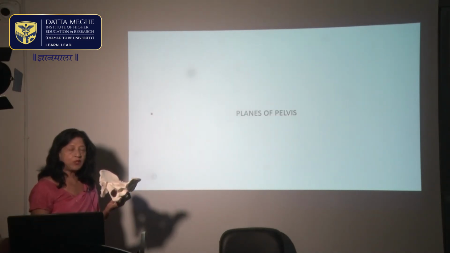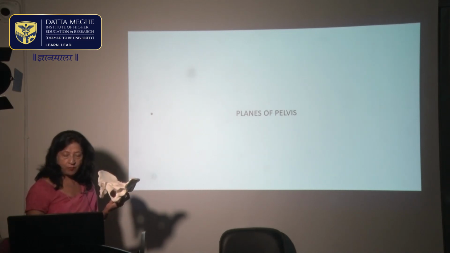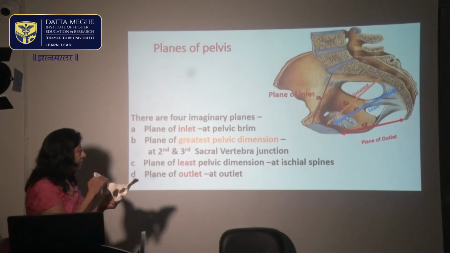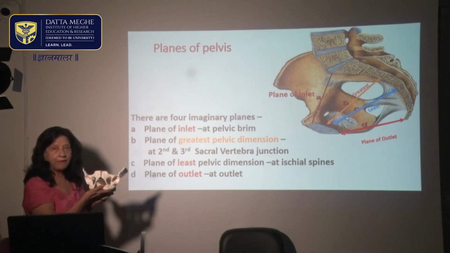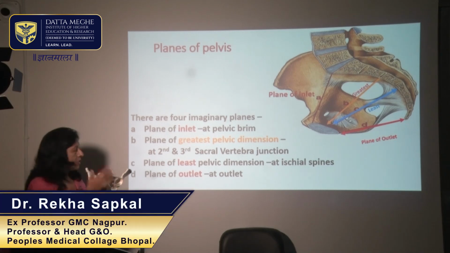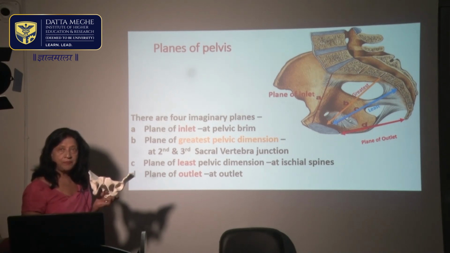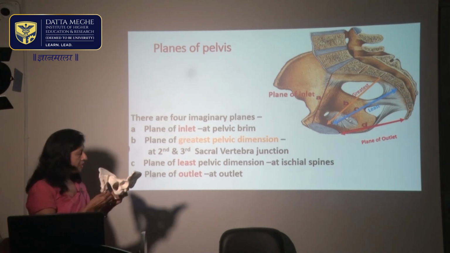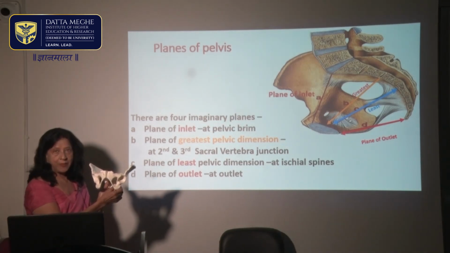There are different planes of the pelvic cavity. So, this is the pelvic cavity, and there are four imaginary planes. The first one is the plane of inlet and the second one is the plane of pelvic outlet. They are easy to remember, the plane of inlet, plane of outlet. Now, two more imaginary planes you have to remember: one is at the level of the second and third sacral vertebra and the second one is at the level of the ischial spine.